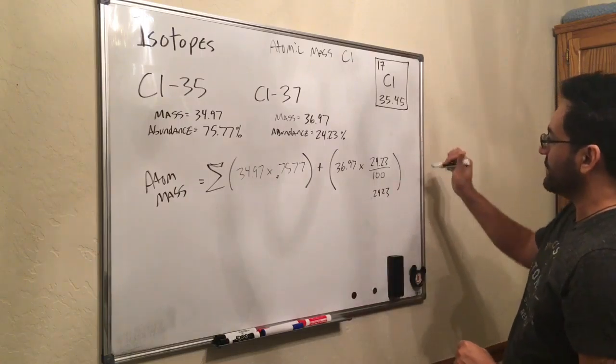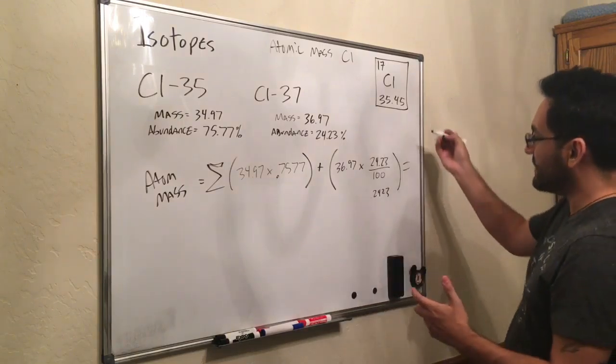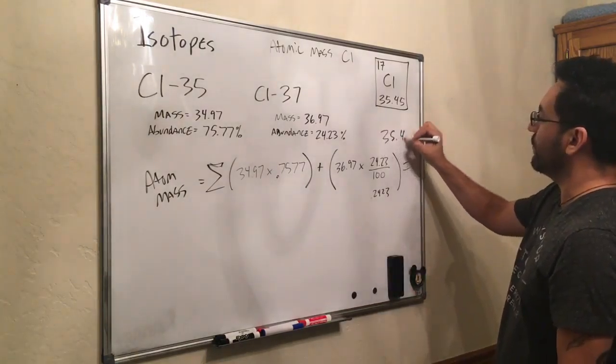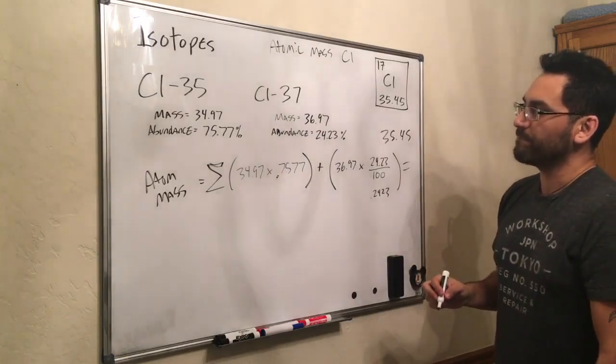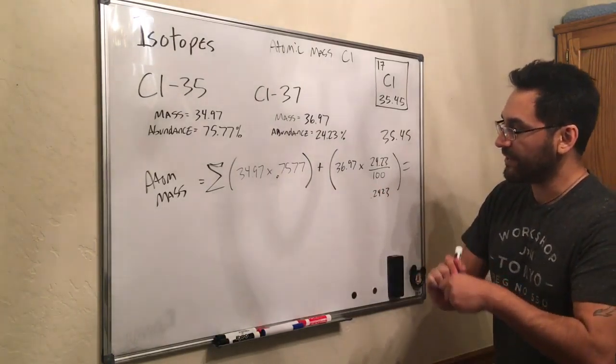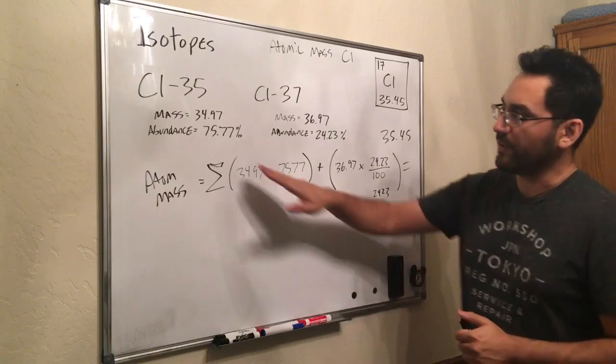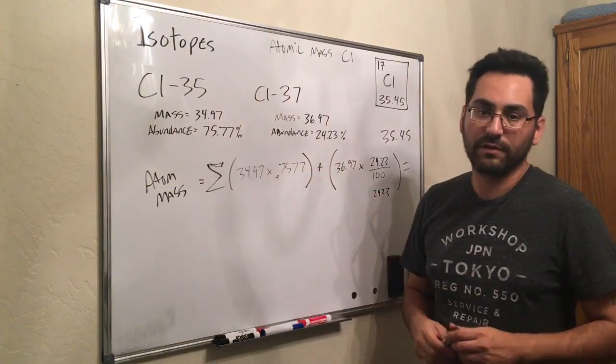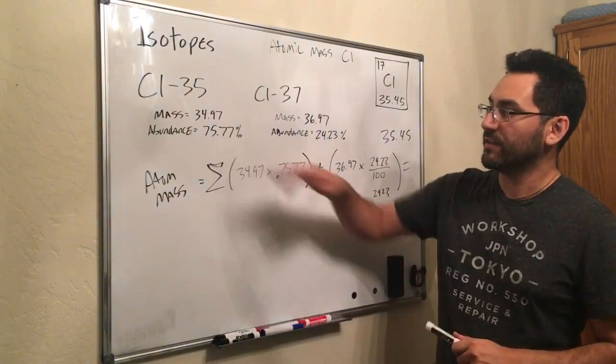So if we do this calculation, we actually get out 35.45. So yeah, that's how you do it. Remember, you want to use the decimal fraction, so not the percent.